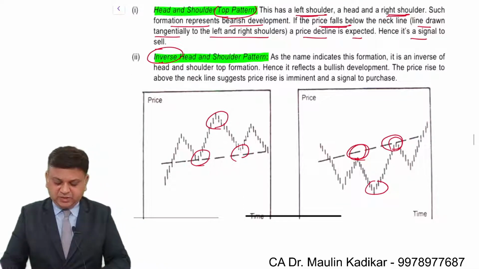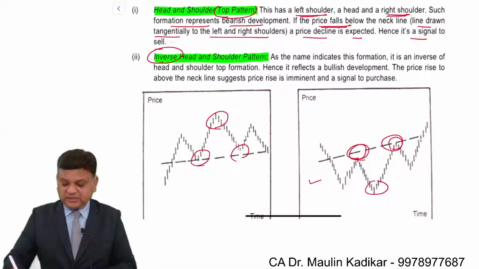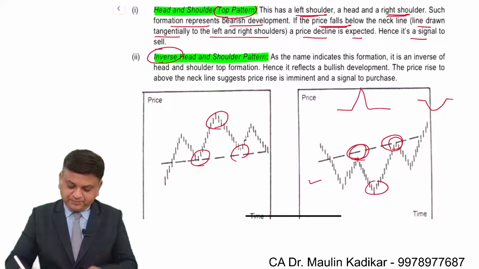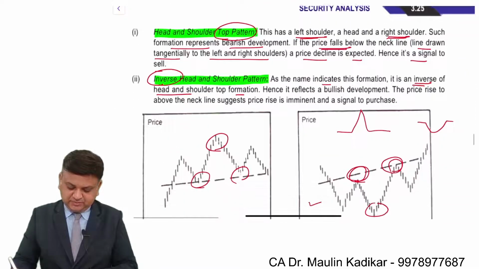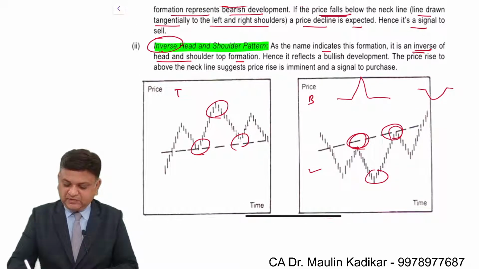Inverse of the head and shoulder pattern. You can see that this is inverse, meaning instead of something like this, you have something like this. It is exactly opposite to that. As the name indicates, this formation is an inverse of the head and shoulder top formation. This is head and shoulder top formation, this is top, and this is bottom. It reflects a bullish movement. Now the prices will go up.